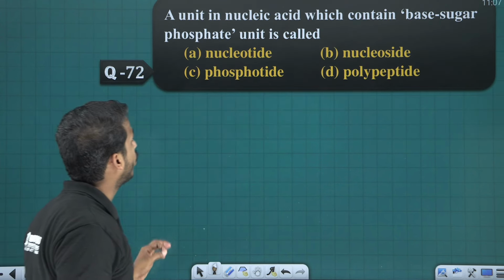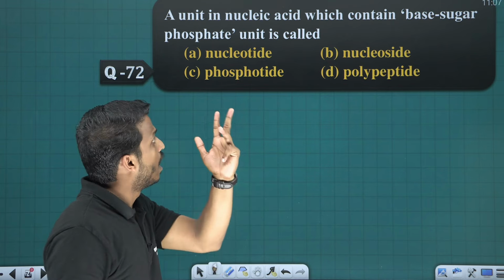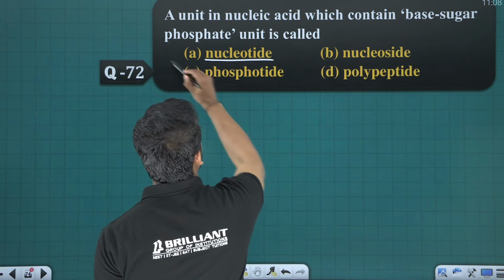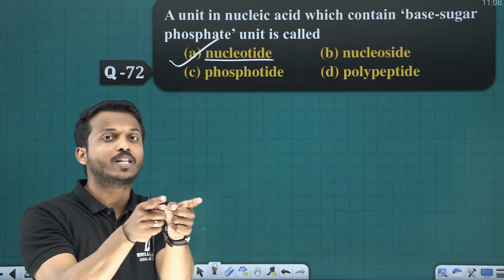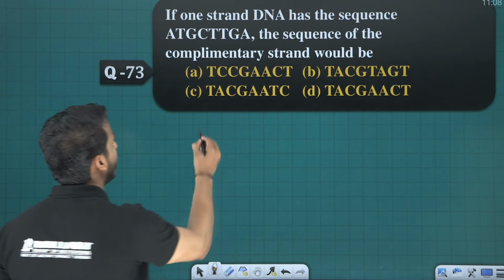A unit in nucleic acid which contains the bases, sugar and phosphate all together, what do you call it? It's a nucleotide. A pentose sugar and base and phosphate all together, what do you call it? Nucleotide.